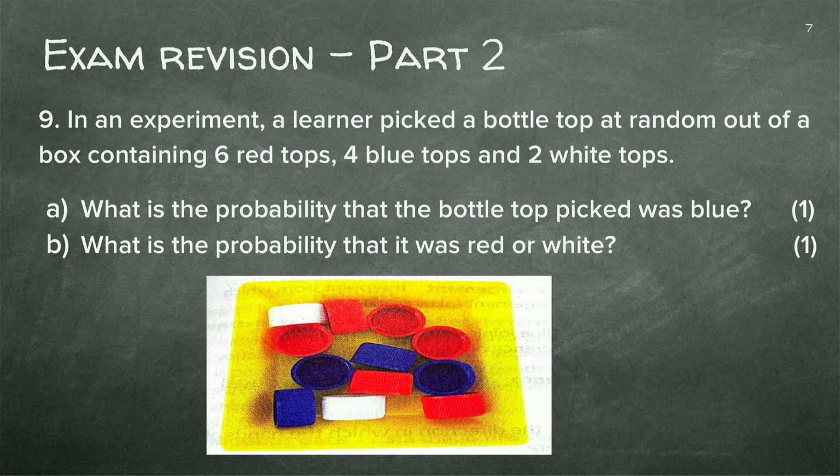And in question number 9, in an experiment, a learner picked a bottle top at random out of a box containing 6 red tops, 4 blue tops, and 2 white tops. What is the probability that the bottle top picked was blue? And what is the probability that it was red or white?